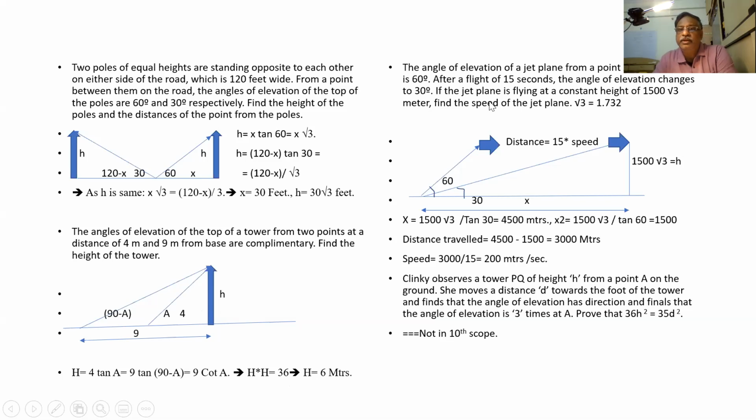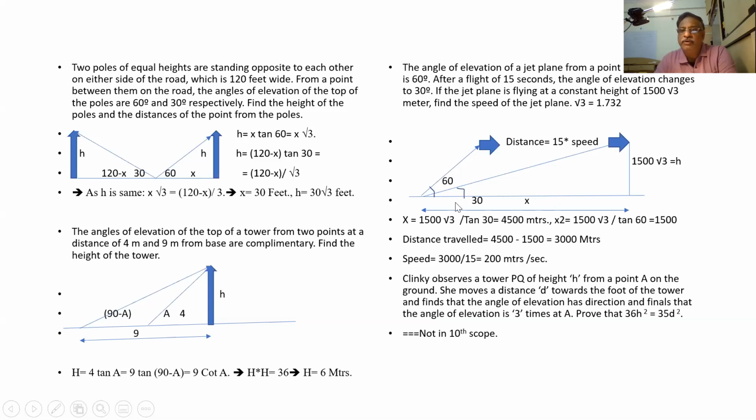See here, the jet plane is moving from this point to this point in 15 seconds. Initially it is at 60 degrees, and after 15 seconds it is at 30 degrees from the ground from the same point. The height is given as 1500 root 3, and it is constant. At a constant height, we have to find the speed.